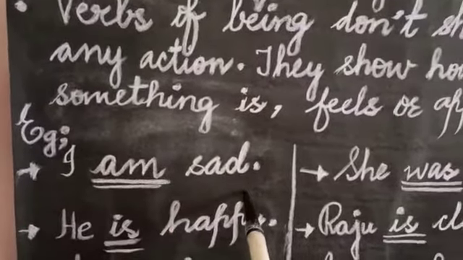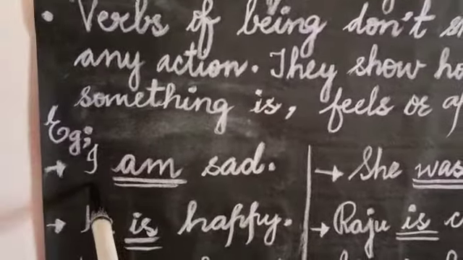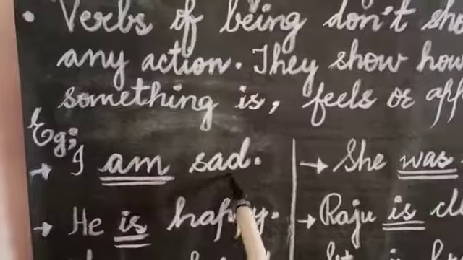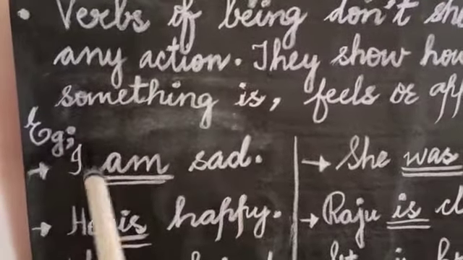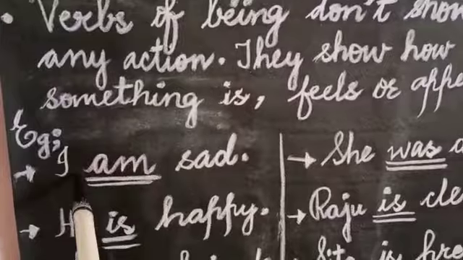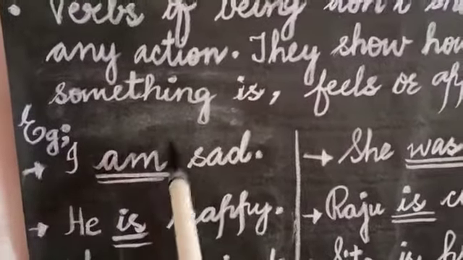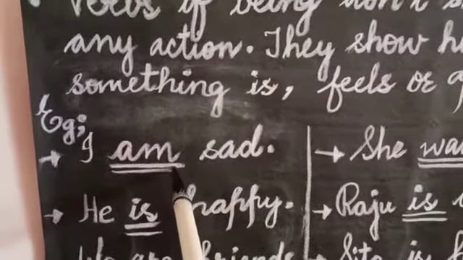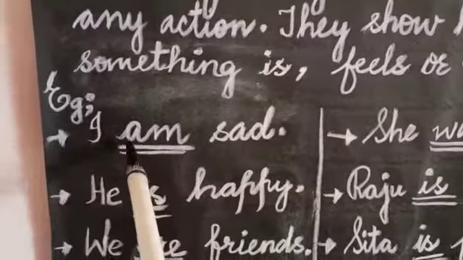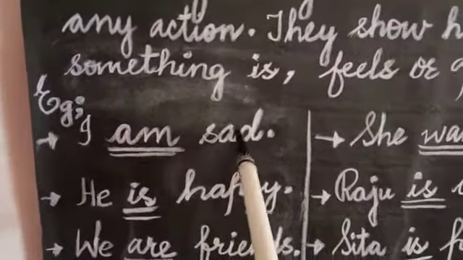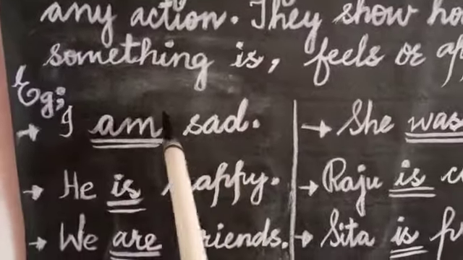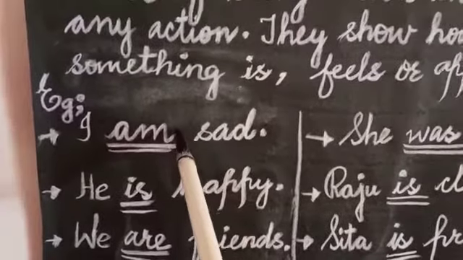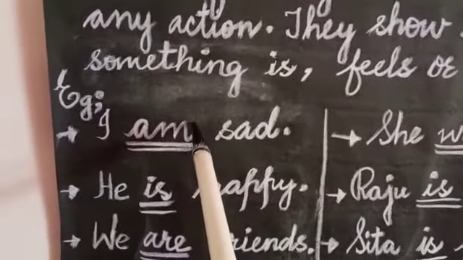I am sad. You see, my dear students, I am sad. Sad, as you already know, is an adjective. Sad is describing this I. Sad is showing that this I is sad. Now here it is written, I am sad. Is this "am" showing any action? Is it showing any physical activity? No, it is showing how I is. I am sad. So this "am" here is a verb, but it is not an action word. It is a verb of state, or you can say verb of being.